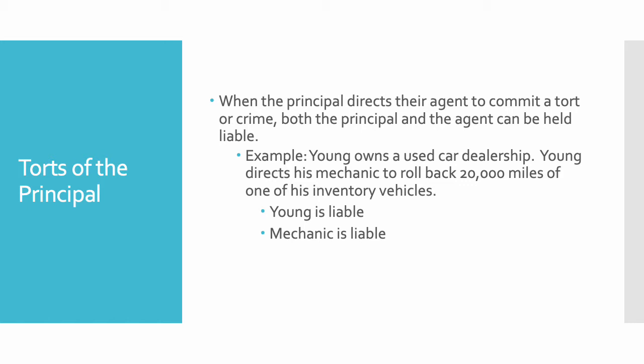Continuing on. When the principal directs their agent to commit a tort or crime, both the agent and the principal can be held liable. All right. Young owns a used car dealership. Young directs his mechanic to roll back 20,000 miles of one of his inventory vehicles. Well, in that case, both Young and mechanic are liable.